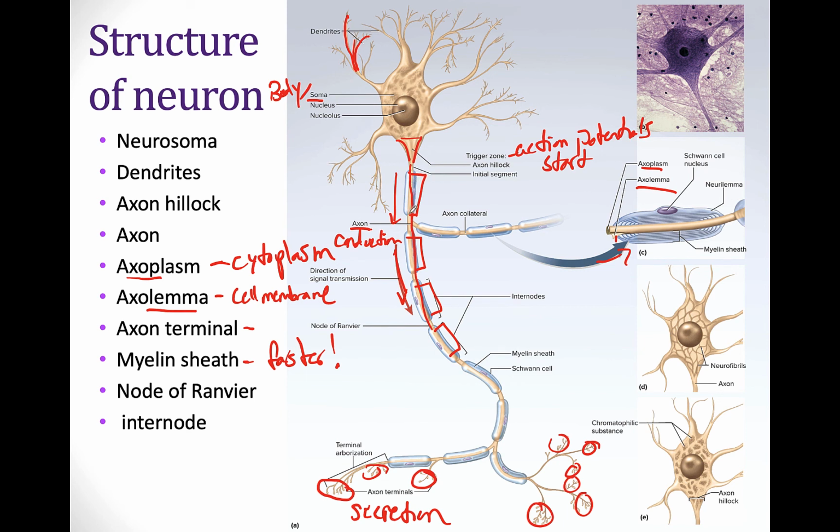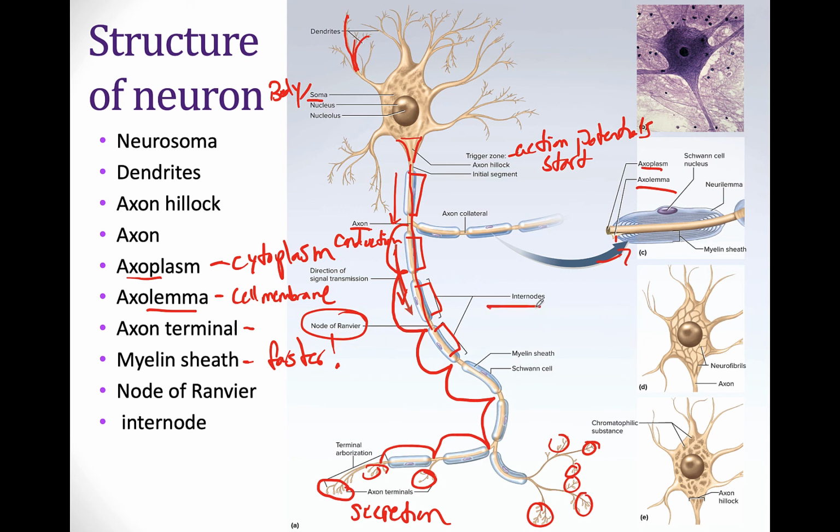What it does is it allows the signal to kind of jump between these nodes. And these spaces between the myelin sheath are called the node of Ranvier. It's French, so you don't pronounce the R. The node of Ranvier. And it's going to allow the signal to conduct by jumping between these nodes rather than having to go along the entire signal.